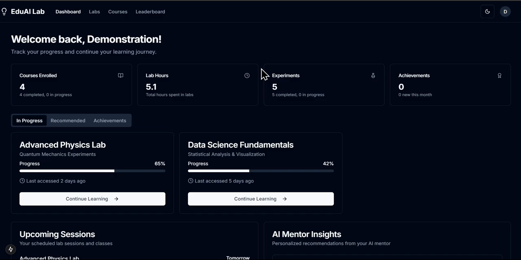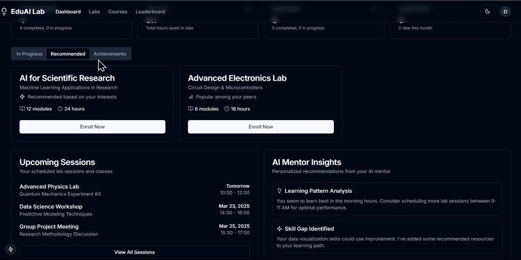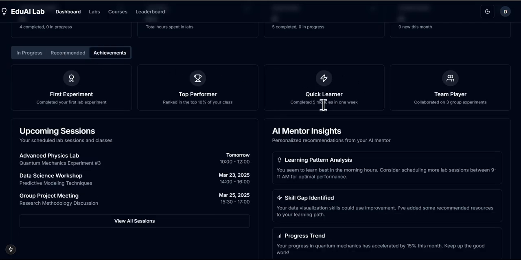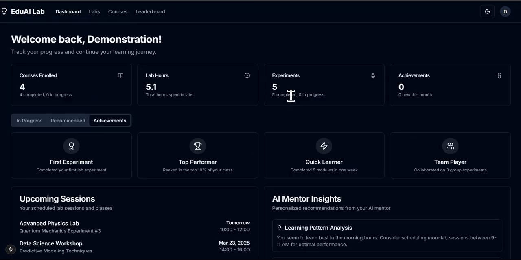This is your dashboard. This displays the information about the courses enrolled, the lab hours, experiment achievements, the in-progress lab, the recommended lab, and your achievements, the upcoming sessions, and our AI mentor insights.